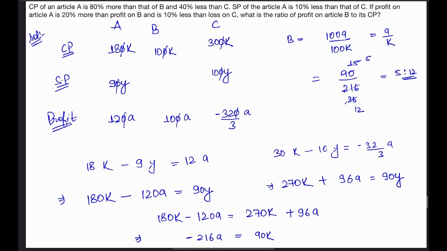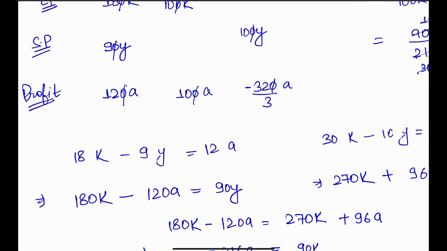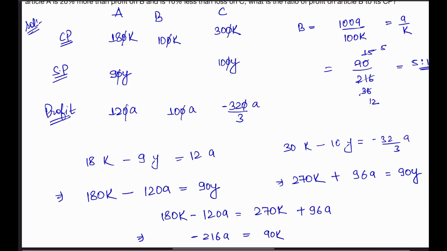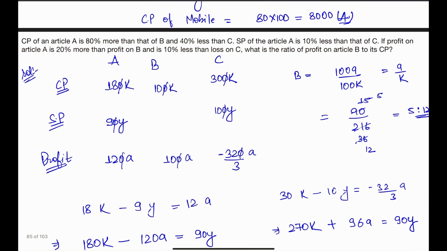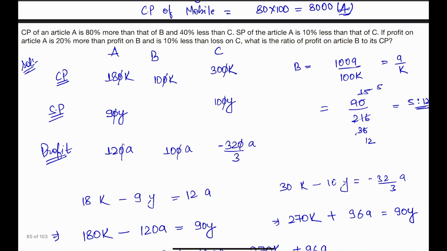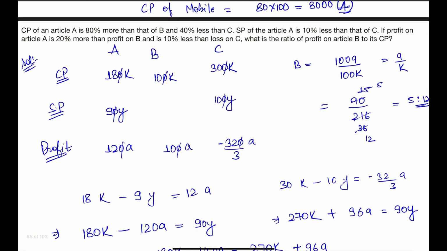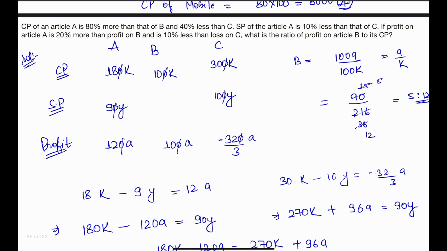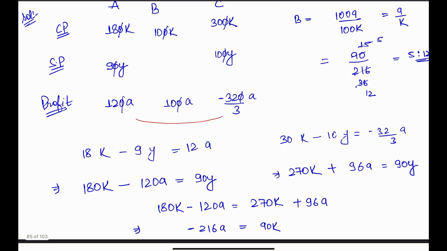From C, what actually was happening is that this is 10% less than C. So actually in the above one, in the cost price, 80% more than B, the comparison was with B, so we did it with B. 40% less than C, the comparison was with C, so we did that one. Here it is said that if the profit of article A is 20% more than B, with B it's correct, but with C this is a 10% loss.